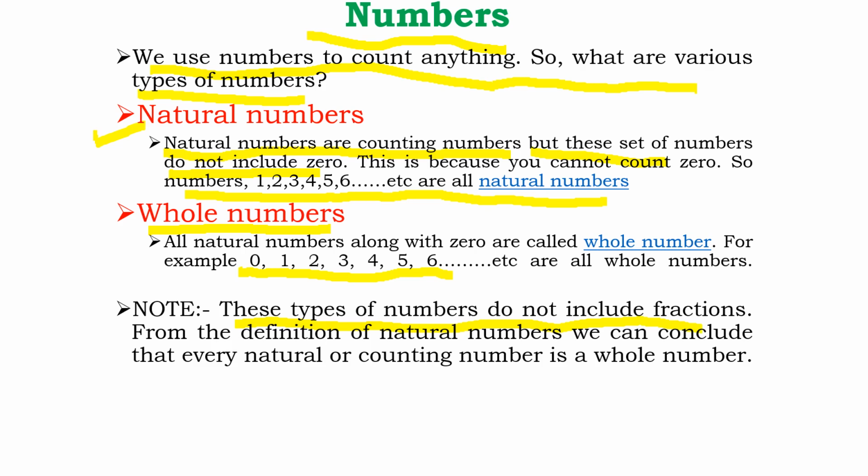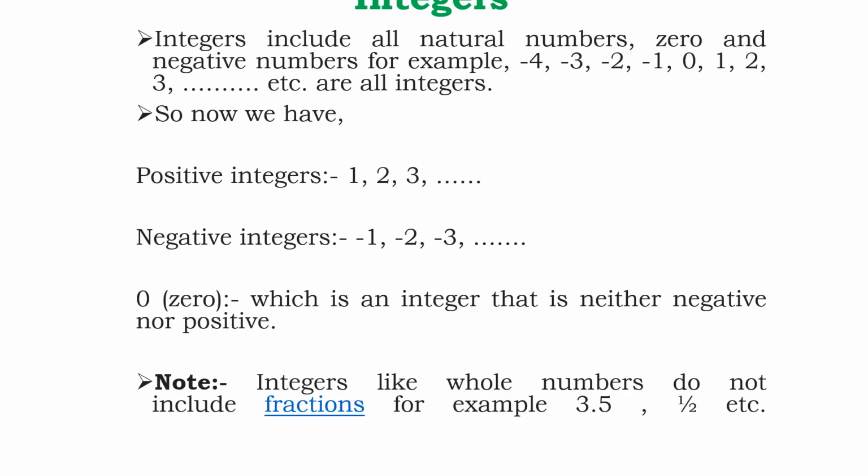From the definition of natural numbers, we can conclude that every natural or counting number is a whole number. We can say that every natural number is a whole number, but every whole number is not a natural number. Why? Because 0 is there in whole numbers and 0 is not a natural number.